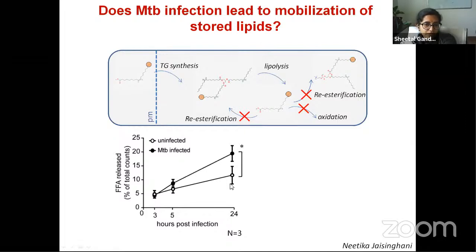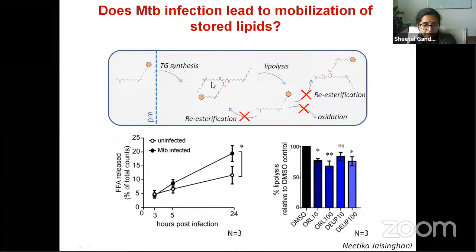Now, to answer whether this release of fatty acid was really because of a lipolytic action or a lipase, we inhibited this process using lipases. And I won't go into the details of the name. So basically, these are two different lipase inhibitors at two different concentrations. And what we could see is a dose-dependent inhibition in the degree of lipolysis that was happening in response to infection, suggesting that indeed TB infection was leading to degradation of the stored triglyceride. So now that the lipid droplets that are storing triglycerides are undergoing lipolysis, we know that this is a process that is triggered by infection.